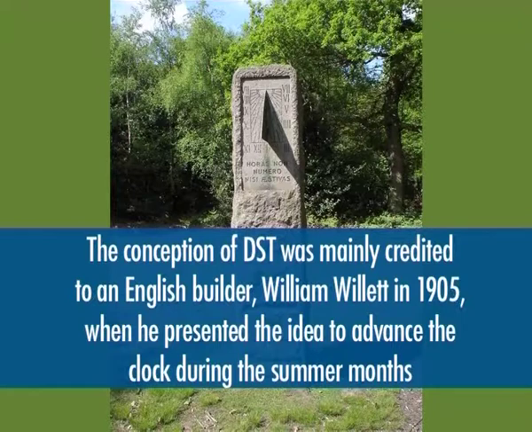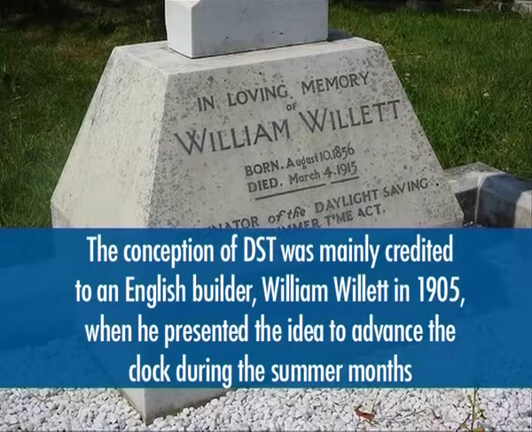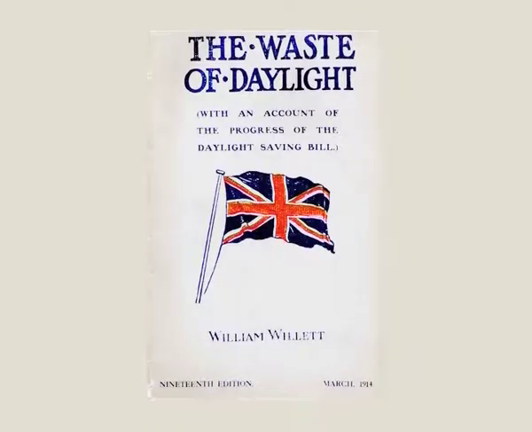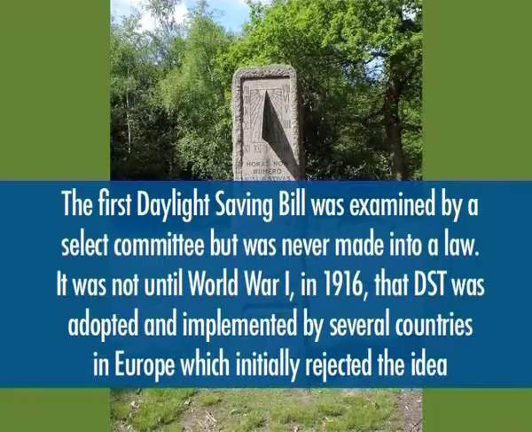The conception of DST was mainly credited to an English builder, William Willett, in 1905, when he presented the idea to advance the clock during the summer months. His proposal was published 2 years later and introduced to the House of Commons in February 1908. The first daylight saving bill was examined by a select committee but was never made into a law. It was not until World War I in 1916 that DST was adopted and implemented by several countries in Europe, which initially rejected the idea.